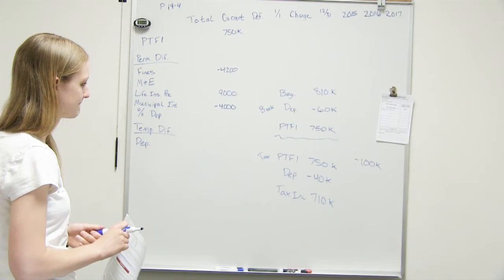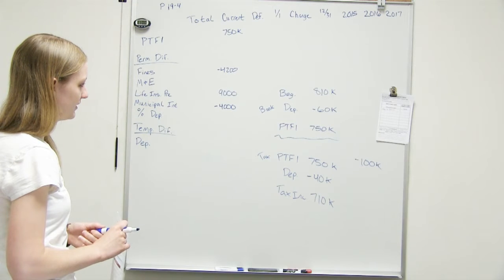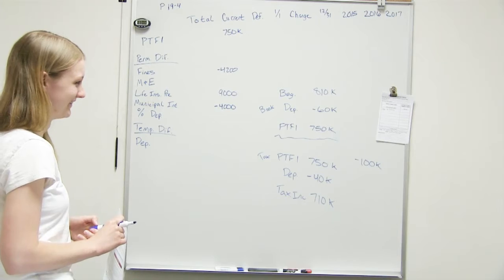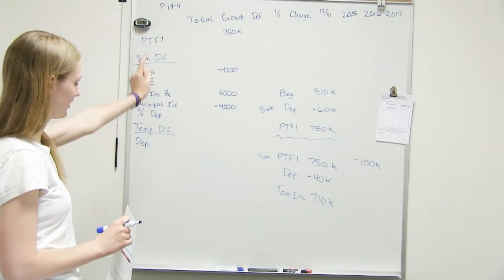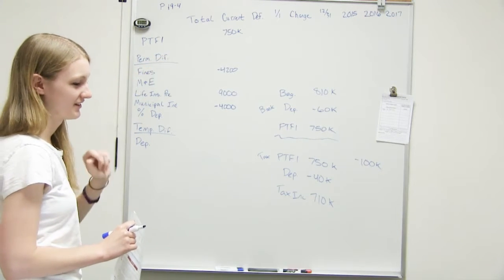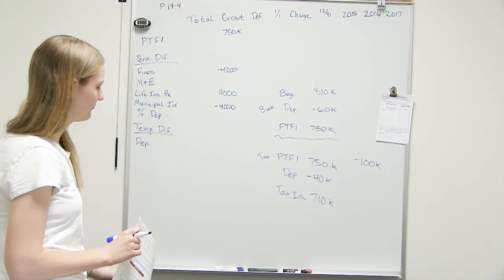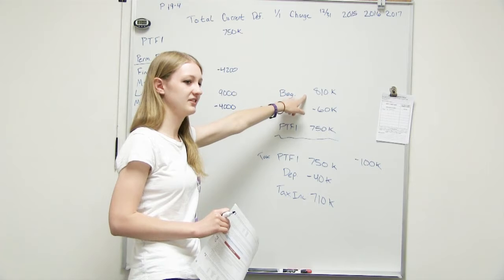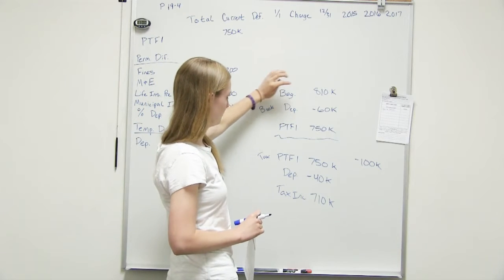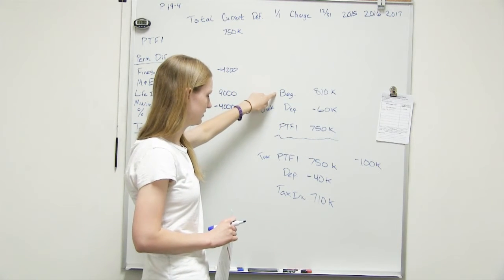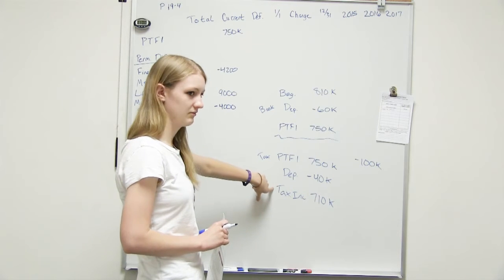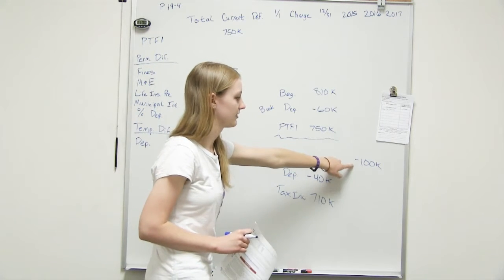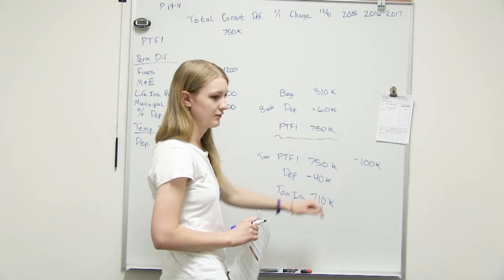Where'd you get the 810,000? I added 60,000, because I'm just trying to keep our PTFI the same and just showing what's going on. So I just added 60,000 to get that 810,000. You can see our beginning and the taxable income at the end is a 100,000 difference.